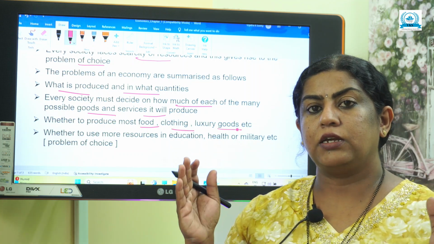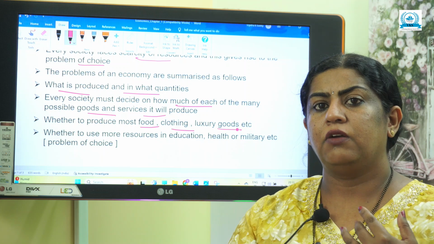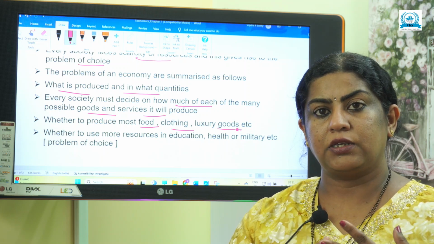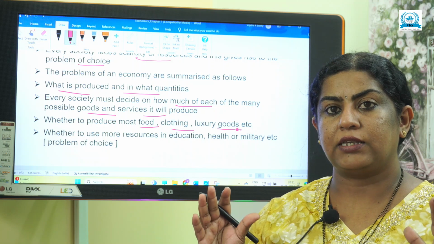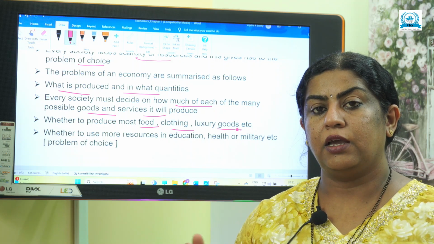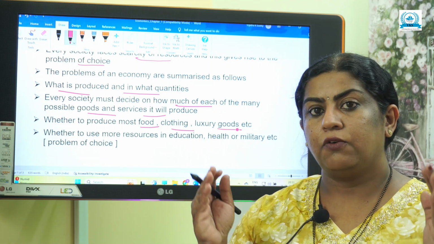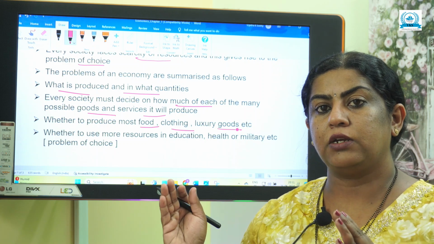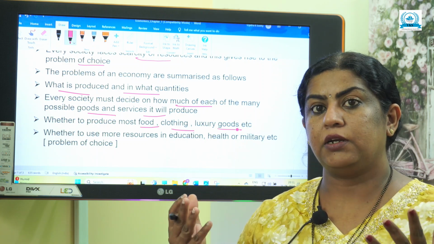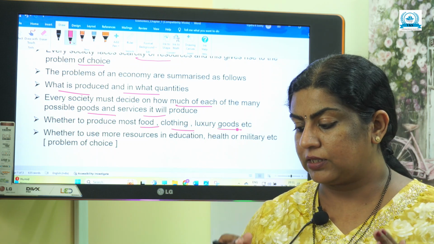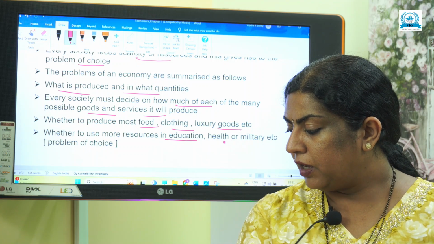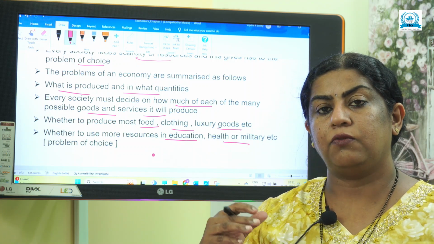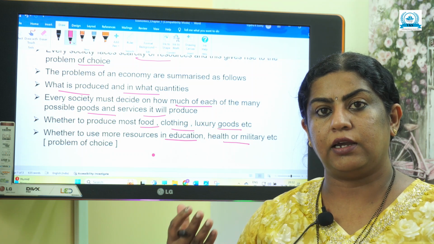So in a society we need many things. We need food, we need clothing, we need housing, we need luxury goods, everything is needed. So they have to decide first what should be produced, how much food, how much clothing, how many luxury items should be produced, and whether to use more resources in education, health or military. So we need services like education, health, military.